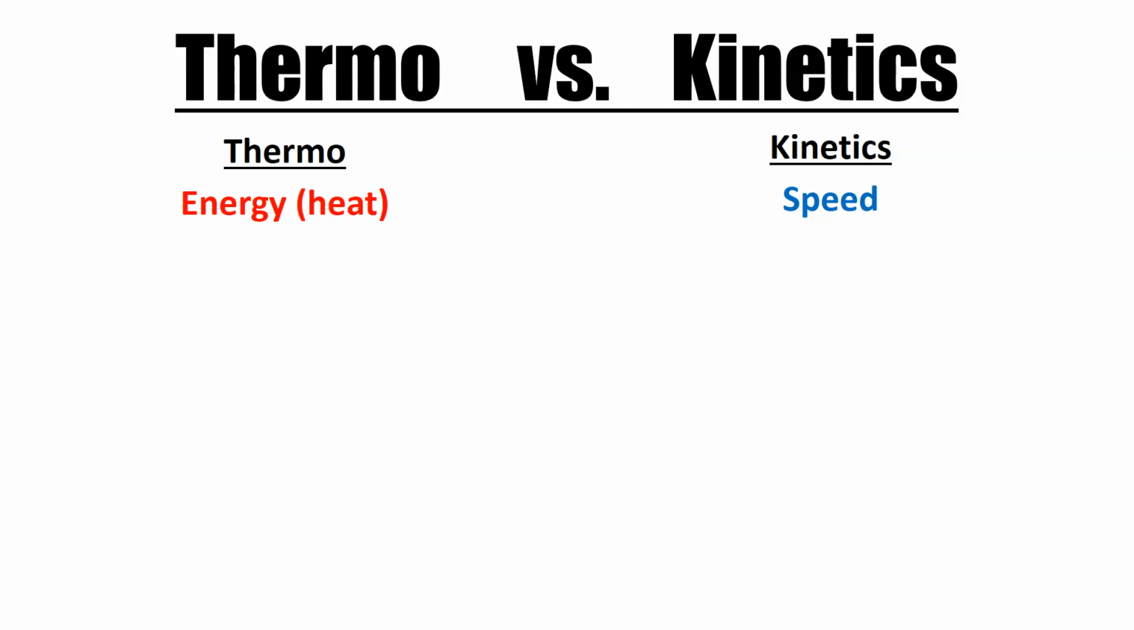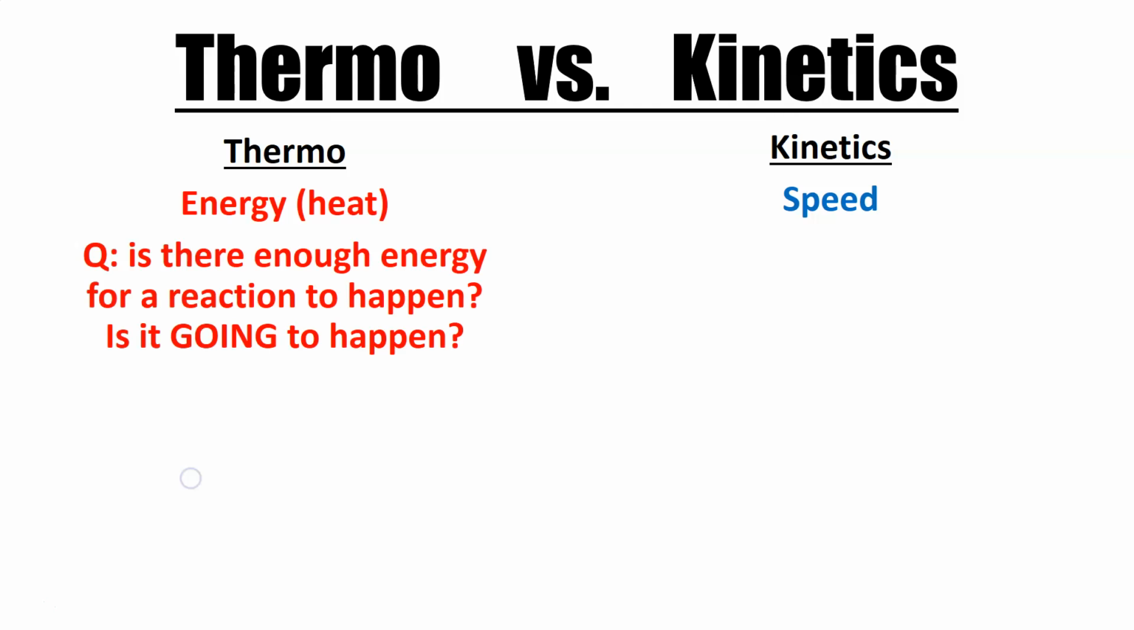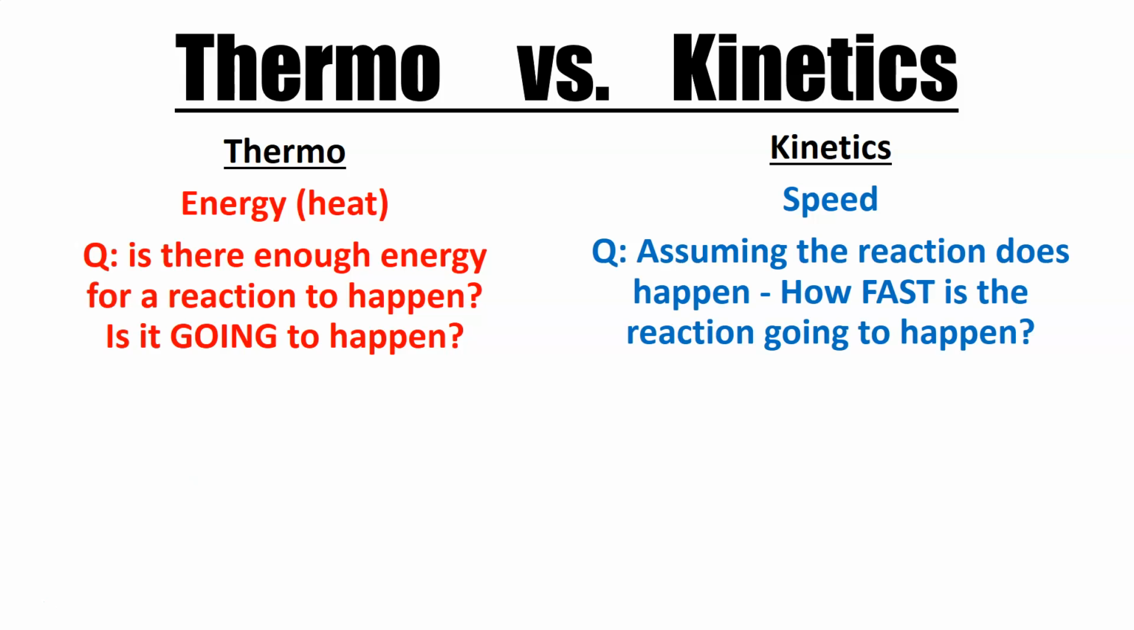For thermo, the question that we're often asking ourselves is, is there enough energy for the reaction to happen? Or is the reaction going to happen? We're comparing that to kinetics, where we're asking ourselves, okay, let's assume that the reaction does happen. If the reaction happens, then how fast is it going to go? So in a thermo chapter, you're asking yes or no type questions, whereas in kinetics, you're already working under the assumption that the reaction is going to take place. So what you're asking yourself is just, is it fast or slow?